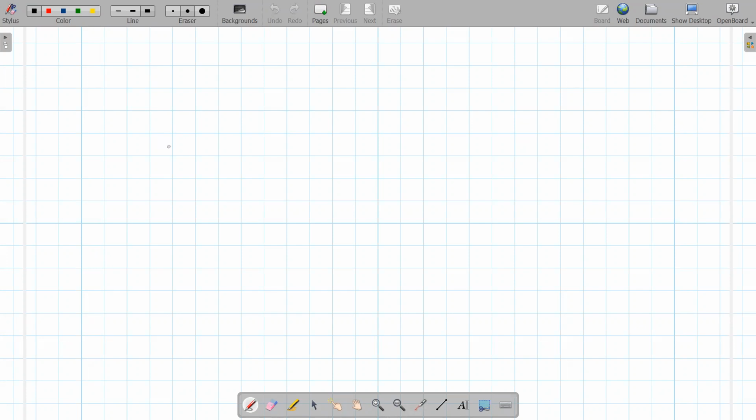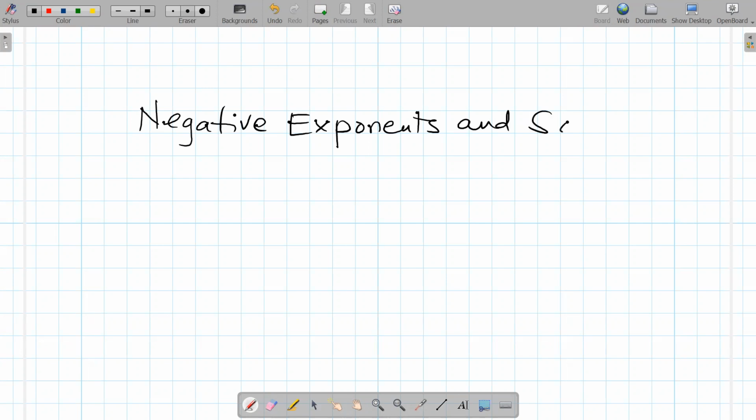In this session, we want to look at negative exponents and scientific notations. Negative exponents. Let's see. Negative exponents. And scientific notations.